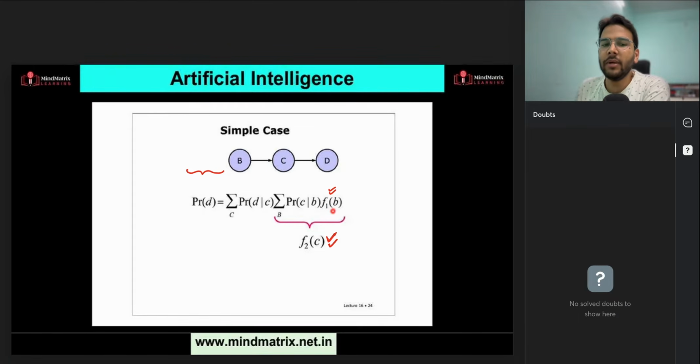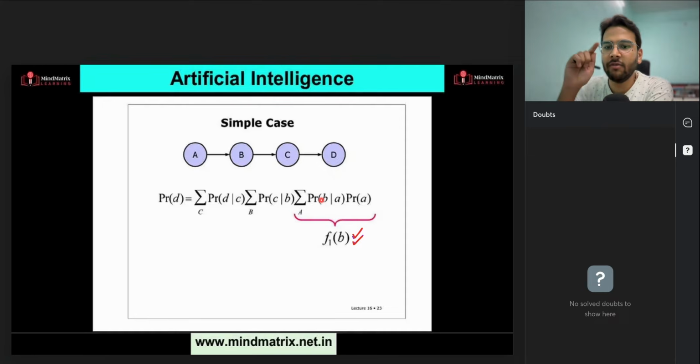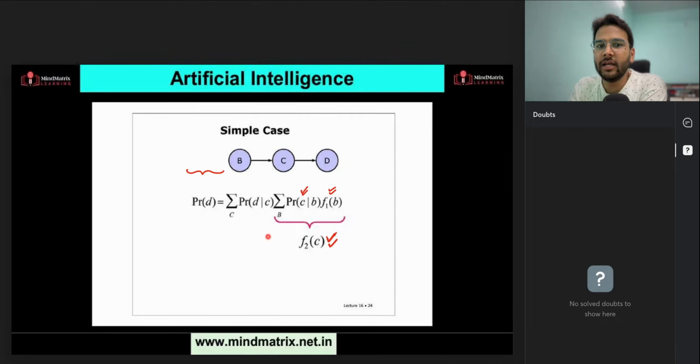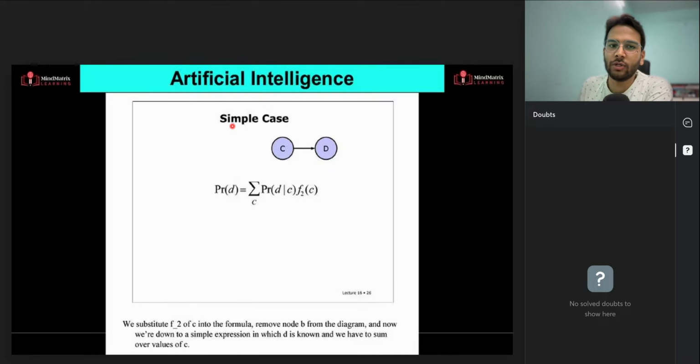Here it was f1 of B. Now we have made the second factor, so it is f2 of C, because here we are trying to find the probability of C given B. Or in another way, you can also understand that we are summing over B. If I'm summing over B, that means B will be eliminated. In the previous example, we were summing over A, so A was completely eliminated. That is the reason why we have f1 of B. Similarly here, it should be f2 of C. So now B is also eliminated.